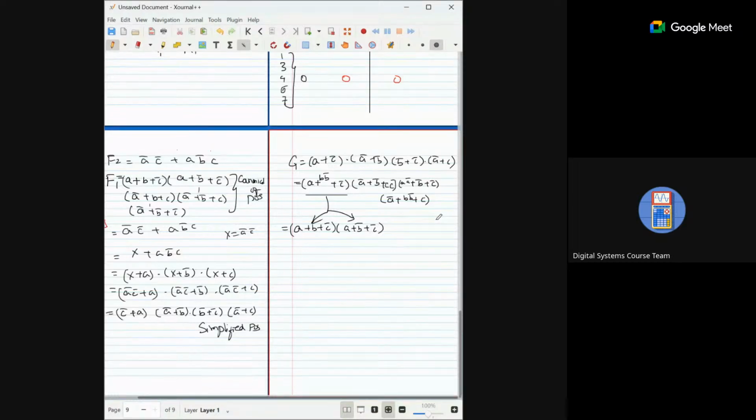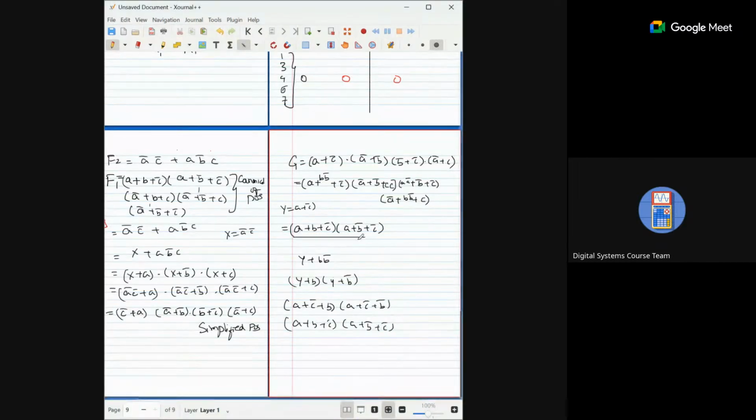Are you getting any confusion? If so, I can rewrite the same thing. Let y equal A plus C bar. So this is equal to y plus B bar. Am I right? I can write it as y plus B times y plus B bar. What is y? Y is A plus C bar. So A plus C bar plus B, then A plus C bar plus B bar, and rearrange it. I can get A plus B plus C bar, A plus B bar plus C bar. Is it okay?